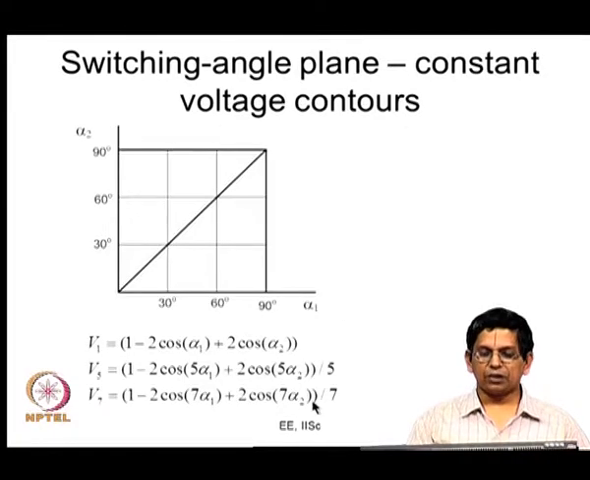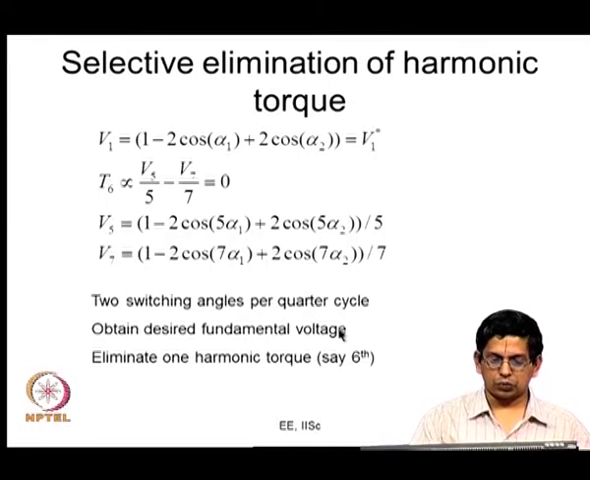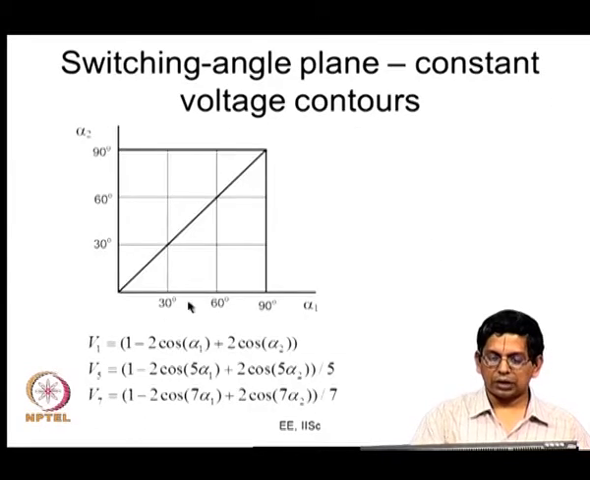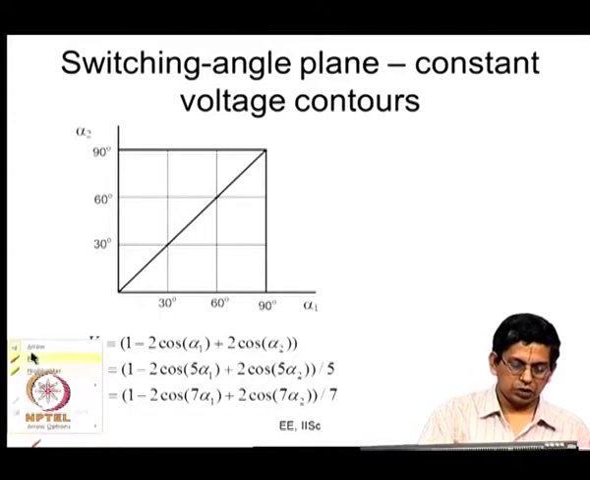So, to get a feel for this, let us do a recap of what we did before. That is the switching angle plane, we had these 2 angles alpha 1 and alpha 2. So, these 2 angles alpha 1 and alpha 2, let us consider one of them along the x axis and another one along the y axis. So, this is your plane.